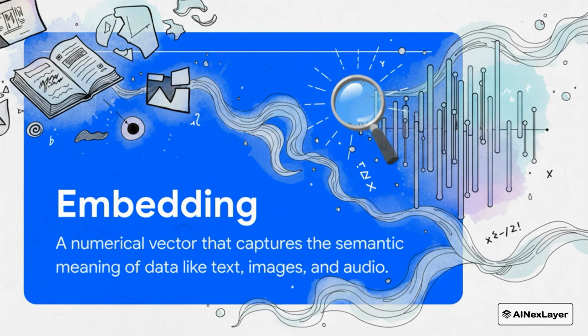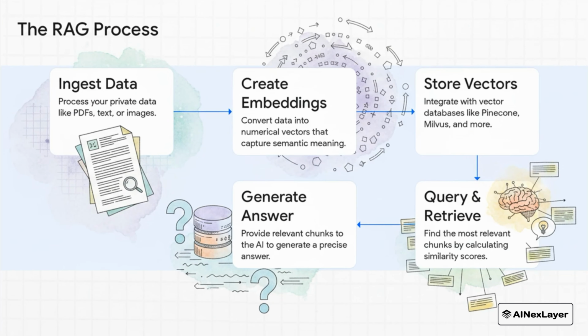Now, for RAG to work, the AI has to be able to, well, understand your data. And this is done through something called an embedding. An embedding is basically a universal translator. It takes any piece of data, whether it's text, an image, or even audio, and turns it into a string of numbers, a vector. This vector captures the core meaning, letting the AI mathematically compare different pieces of info to see how they're related. So when you put it all together, the entire workflow is pretty straightforward.